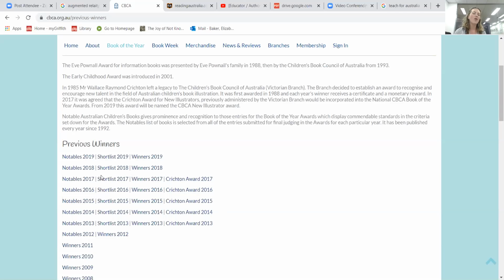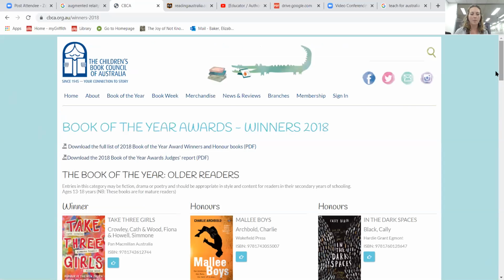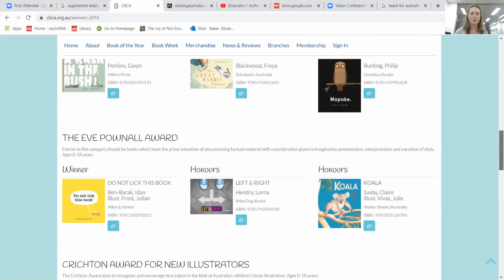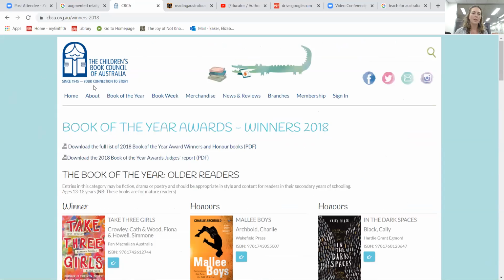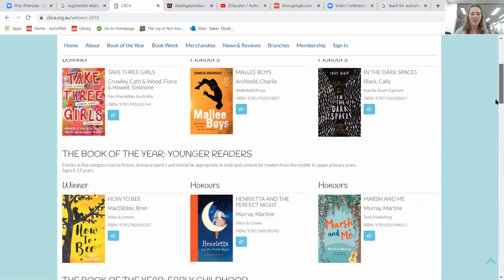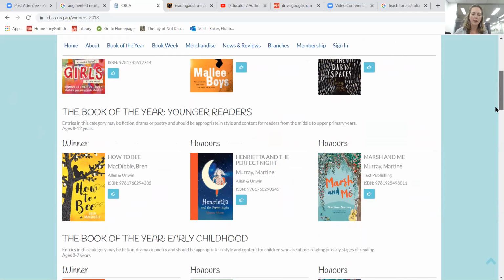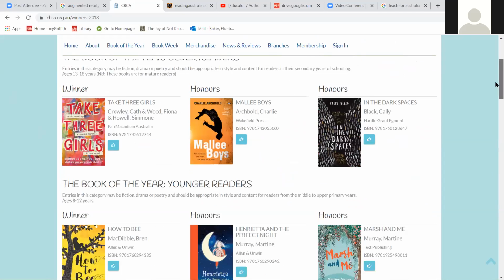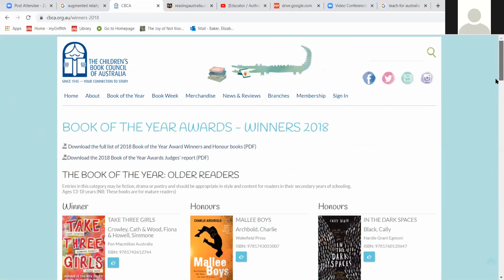So if you don't know if there are any good quality books in your library, click on one of the winners lists. You can see them, you can look up some of the authors, and then bam, there's some quality text for you to use in your classroom. So that's the Children's Book Council of Australia, and they also give you an age range or an age reference: younger readers, early childhood, and older readers.